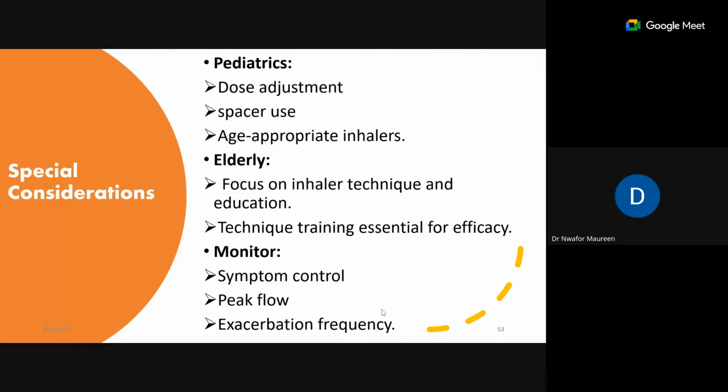Then special considerations for pediatrics. Remember our weight-based dosing, use spacers and age-appropriate inhalers. You don't use our well-known salbutamol inhaler for patients under 3 years or even under 4 years, or do not really use it very well. You prefer to use it for patients above 4 years. In the elderly, focus on inhaler technique and education, as technique training is essential for efficacy. Also, you monitor symptom control, the peak flow and exacerbation frequency.